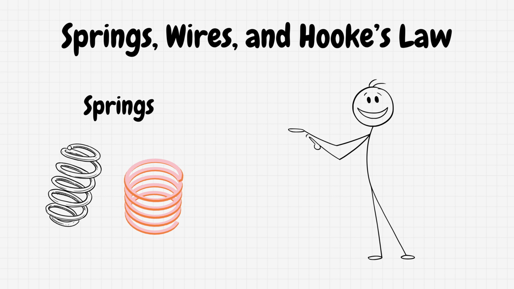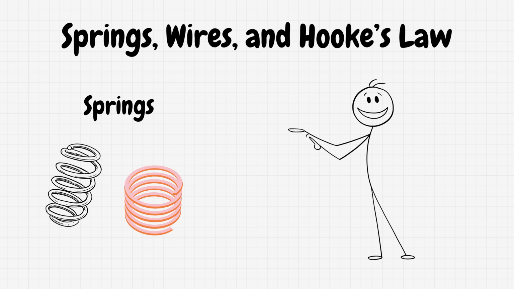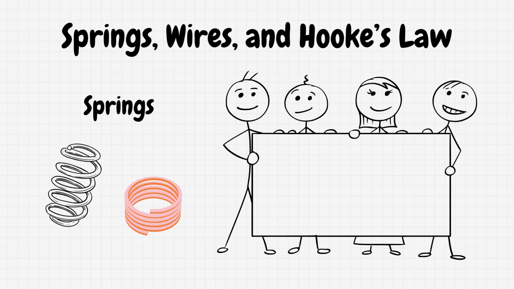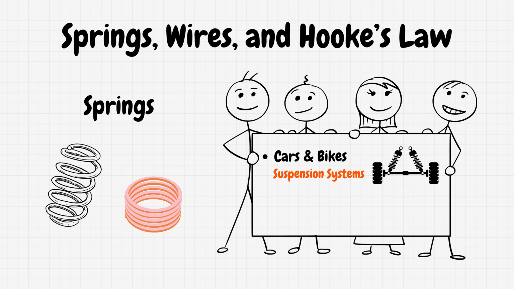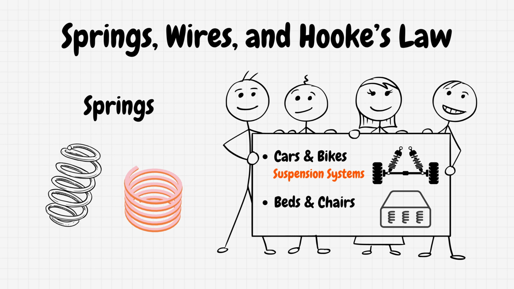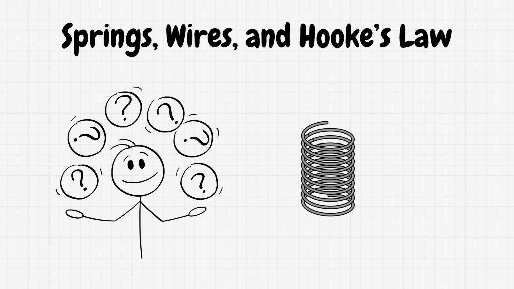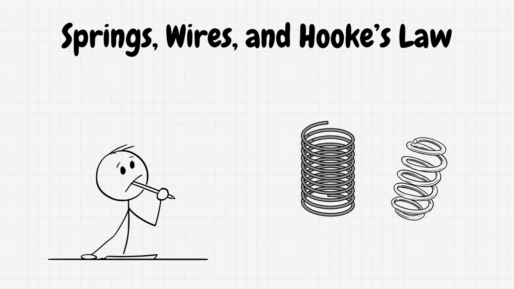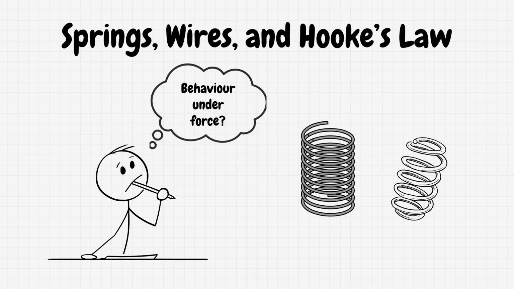Springs are coiled pieces of metal that can be stretched or compressed when a force is applied to them. They are used in all sorts of everyday things. In cars and bikes, as suspension systems to absorb bumps on the road. In beds and chairs to make sitting and sleeping more comfortable. And in many other cases. To choose the right spring for the job, we need to understand how they behave under force.